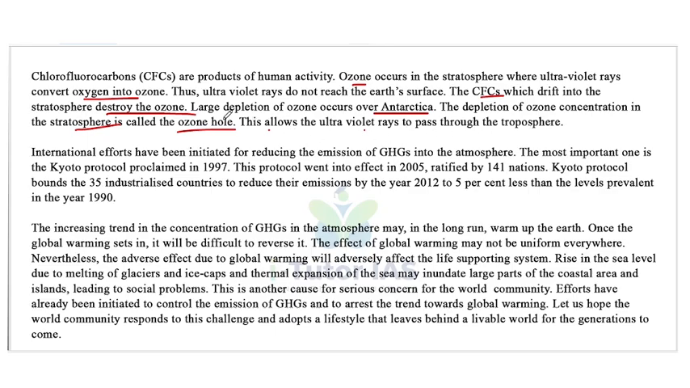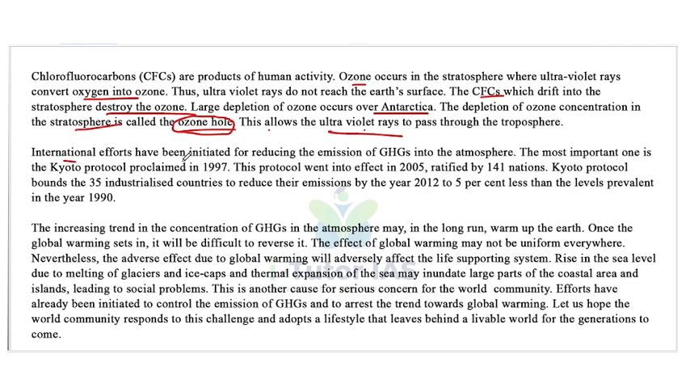Okay, so what happens if there is an ozone hole? The ultraviolet rays can pass through the hole and reach the Earth. The ultraviolet rays are very harmful for human life, not only human but also other species.